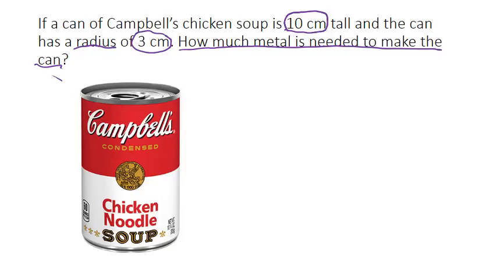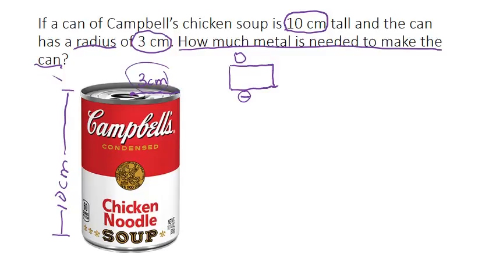And I know that it is 10 centimeters tall, so let's add that. We know it's 10 centimeters tall, and that the radius, the distance from the center of this can to the outside circle, is 3 centimeters. All right, now if we think of the net of this shape, I'm going to sketch it really quickly. We have, again, a rectangle with 2 circles. My circles have a radius of 3, and my rectangle has a height of 10.